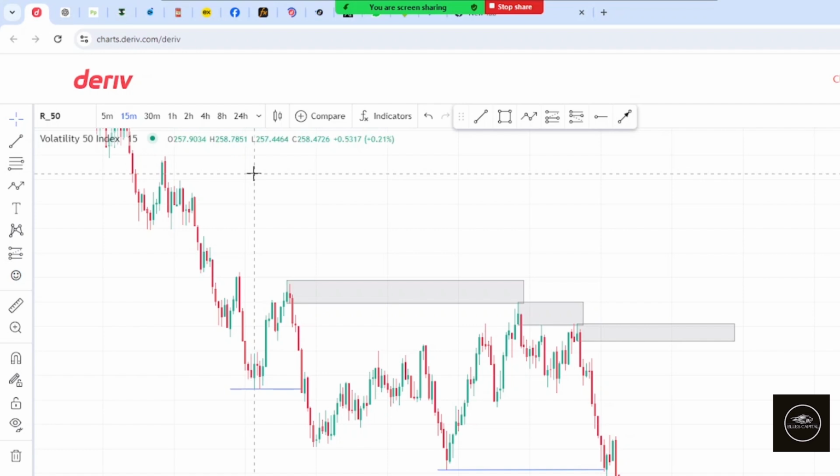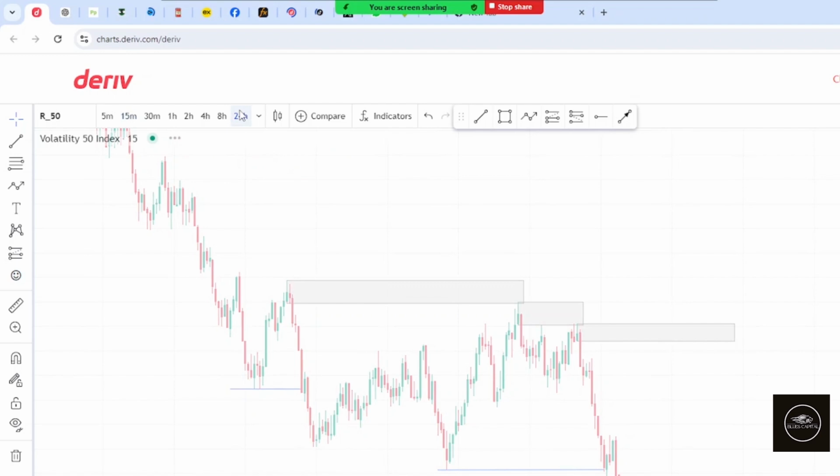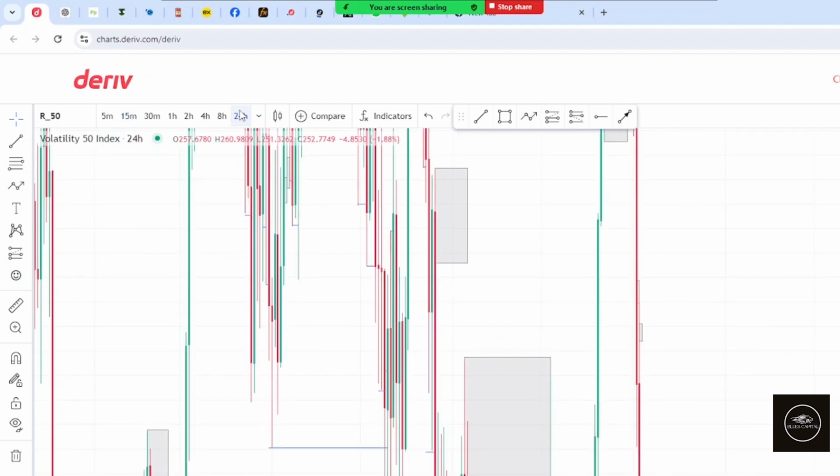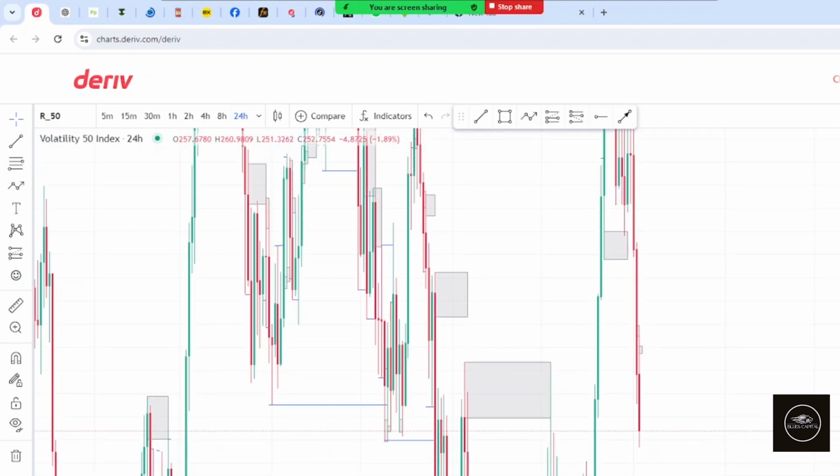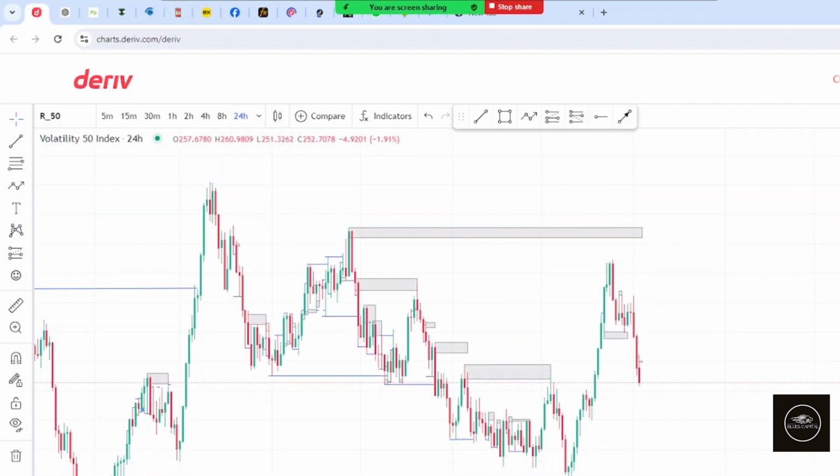So let's start from the high time frame, which is 24 hours. Let's do the top-down analysis, starting from 24 hours. This is the 24 hours time frame.